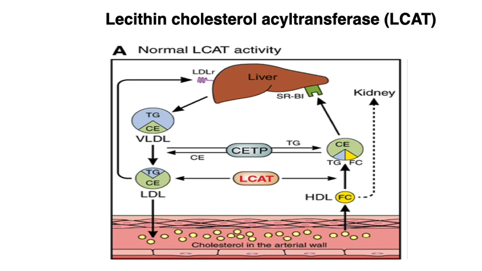This promotes the conversion to spherical mature particles that can then be further remodeled by circulating enzymes such as CETP, which facilitates the transfer of triglyceride from ApoB containing lipoproteins to HDL in exchange for cholesterol esters. Mature HDL can transport cholesterol to the liver for excretion. That is the reason why HDL is a good cholesterol, because it tends to transport cholesterol out of the arterial wall into the liver for excretion.